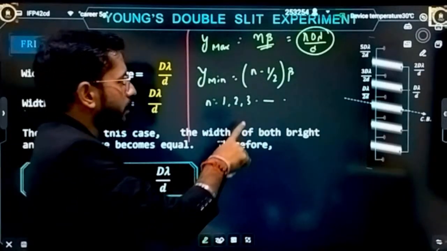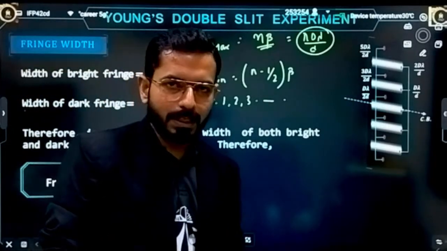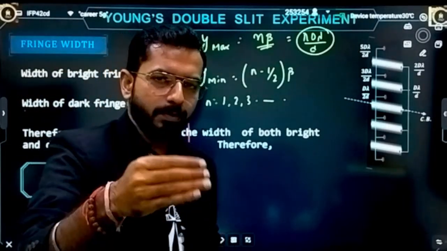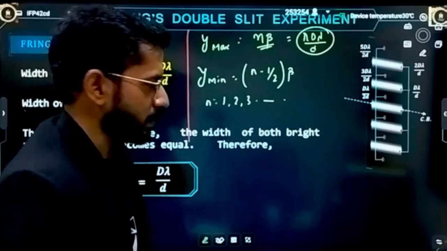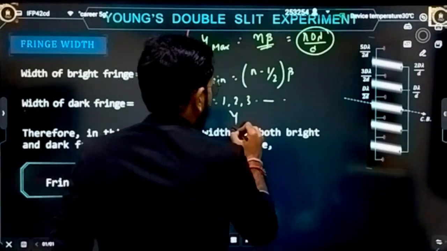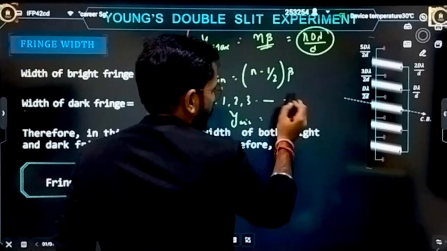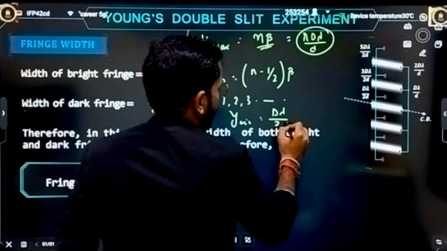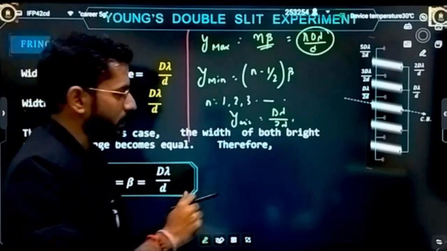When you are putting 0, it will become minus. That is also the correct distance, but because in the downward direction you will be taking that as negative. But as of now I am telling you, if you are going in the positive direction, it is symmetric in the negative direction also, so you can apply your common sense. So what kind of positions will you get for minima? First, n is equal to 1, that means it will become half of beta, that means d lambda divided by 2d, the first position of minima, and we know exactly that this is the position of first minima.